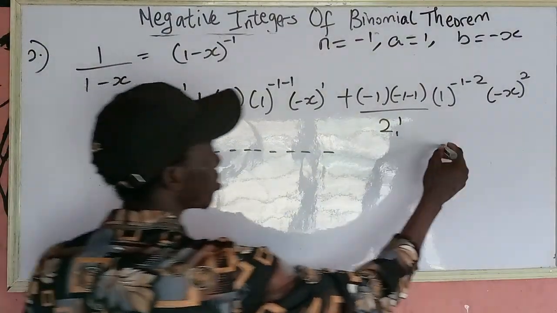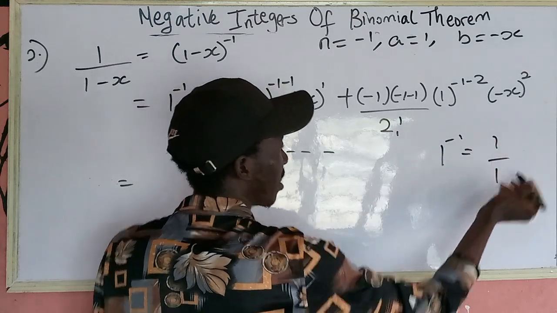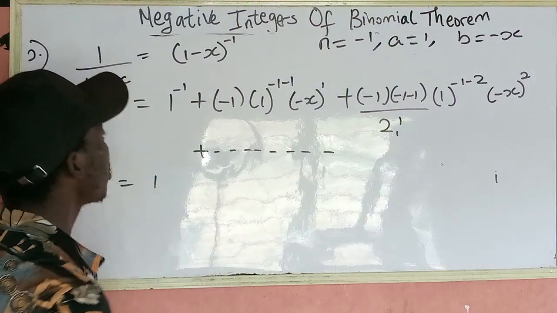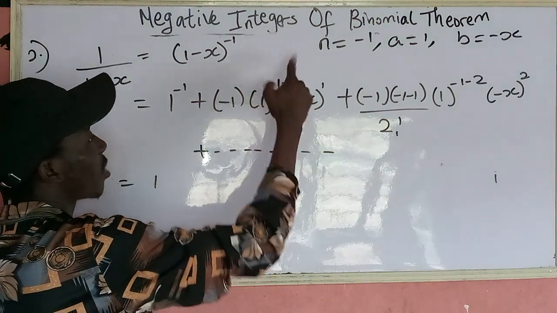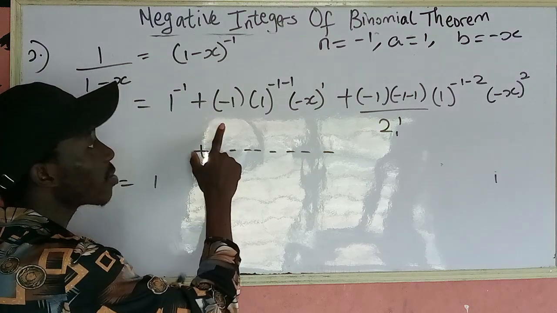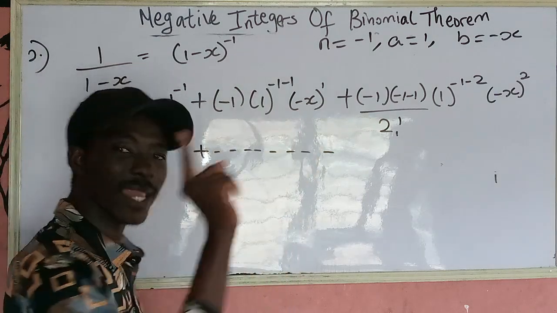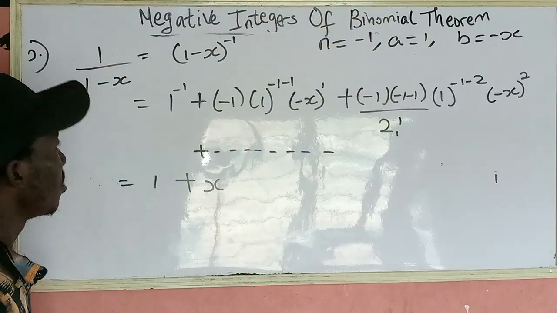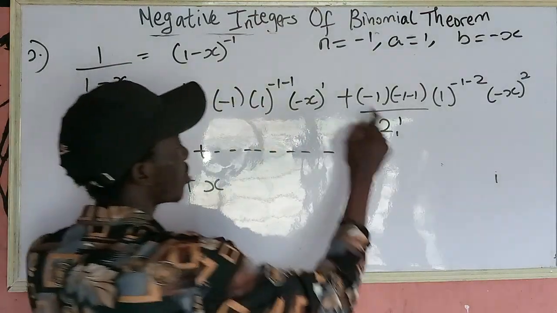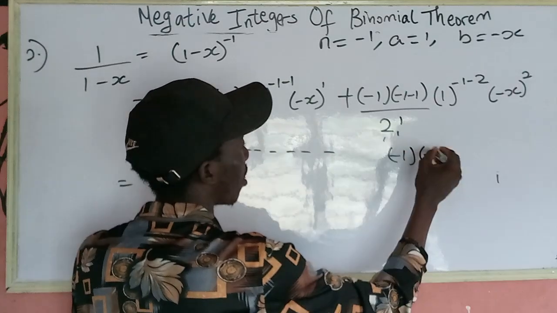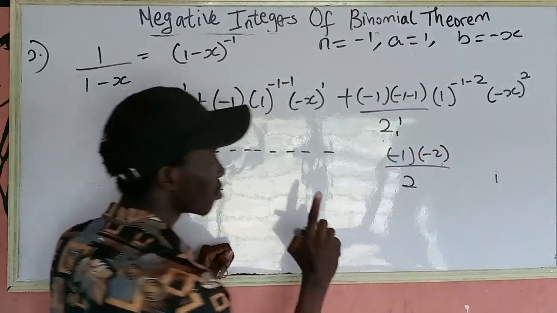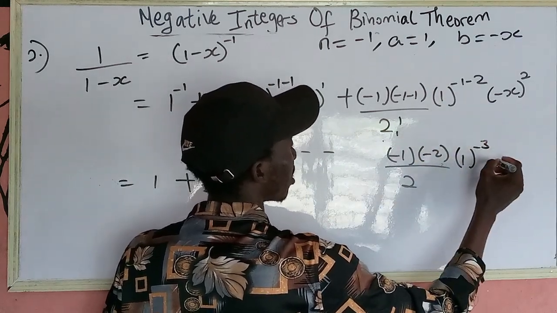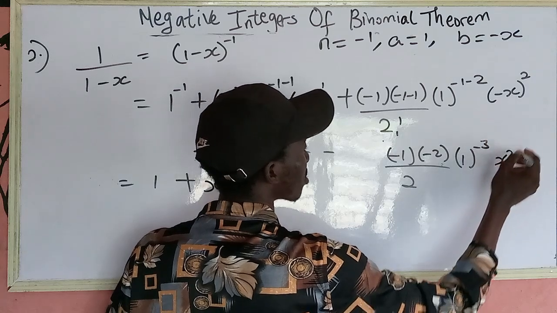So what is 1 raised to power minus 1? 1 raised to power minus 1 is equal to 1 over 1, which is equal to 1. So that means here is just a single one. Next one here you have 1 raised to power all of this is 1, times minus 1 minus 1 times the minus, that gives us the plus, but ordinary x. Can you see that? You can try it out. Next one is minus 1 minus 2 over 2. 1, this one will be 1 raised to power minus 3. And this one will be plus x squared.